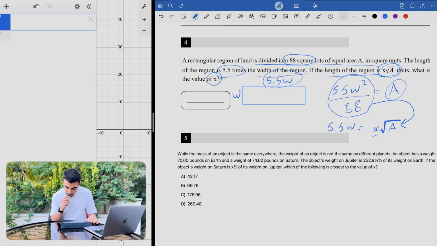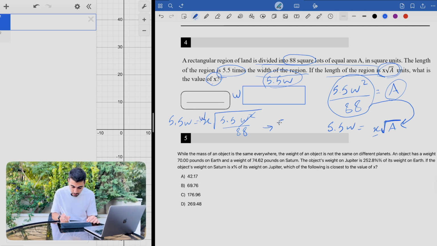We can do this. Let's just write this first. I'm going to write that here. I'm going to do 5.5 W equals x root of 5.5 W squared divided by 88. Now, I can take this W squared outside of the square root and just write W here, okay?